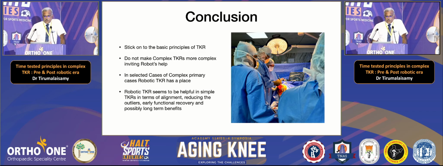So to conclude, in case of severe deformities with excess bone loss and severe soft tissue contracture, stick to the basic principles of TKR, like getting mechanical alignment, rather than going for functional, kinematic, or all these altered alignment techniques. Do not make complex TKRs more complex by inviting robotic help. In selected cases of complex primary TKR, robotic TKR has a place. Robotic TKR seems helpful in simple TKRs in terms of alignment, reducing outliers, early functional recovery, and possibly long-term benefits. Thank you.